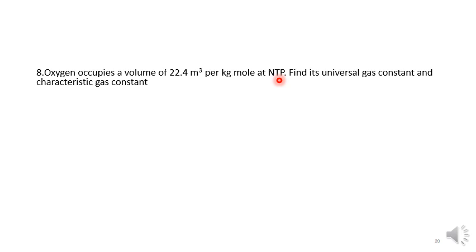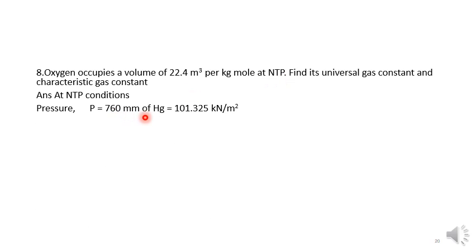So I am first writing the given data. At NTP conditions, the pressure 760 mm of mercury, I am writing as 101.325 kilonewton per meter square. The same, at normal temperature and pressure, the pressure is 760 mm of mercury, so 101.325 kilonewton per meter square. And we have to write the temperature also. What is the temperature? It is 0 degree centigrade, and we convert 0 degree centigrade into Kelvin by adding 273. It becomes 273 Kelvin.